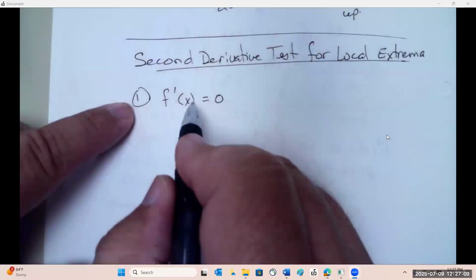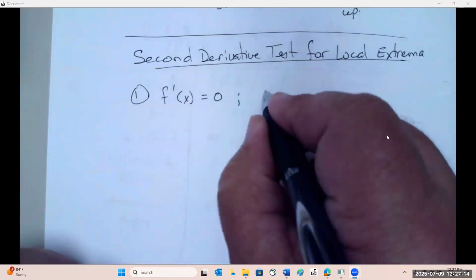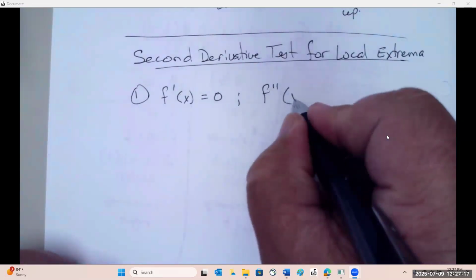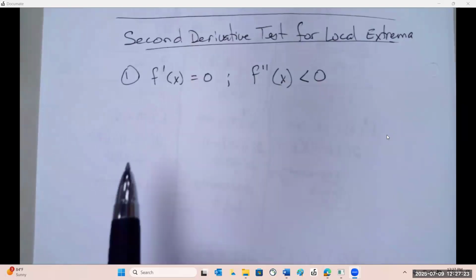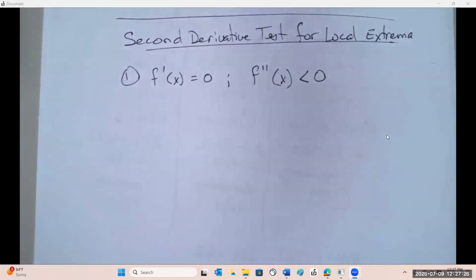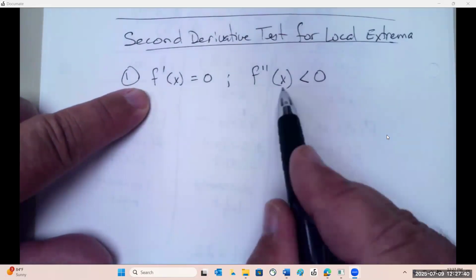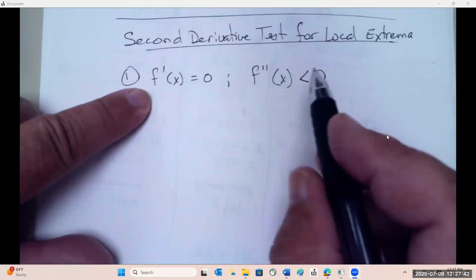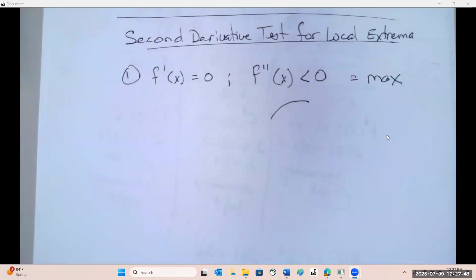So if the first derivative equals 0, that's either a maximum or minimum. If the second derivative at that same value is negative, what does that mean at that point? Is it a maxima or a minima? It's concave down, right? So it has to be a maximum. Very good.